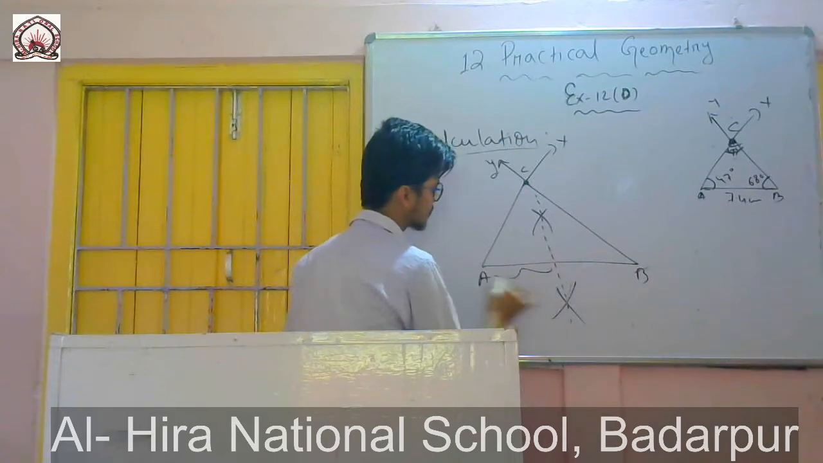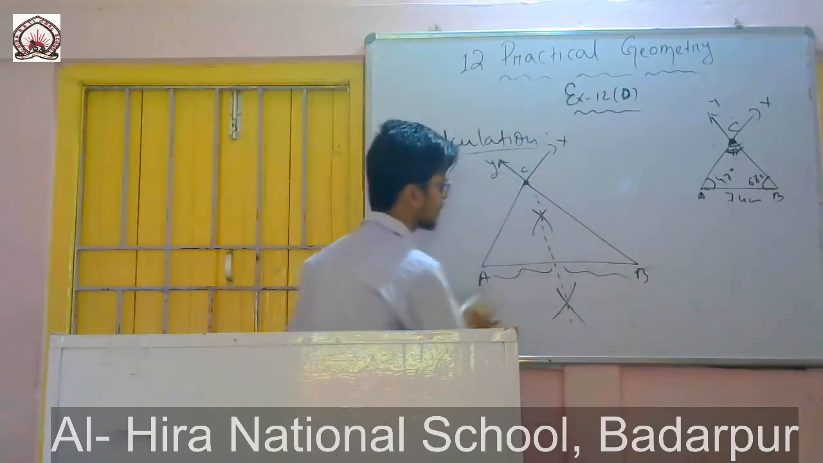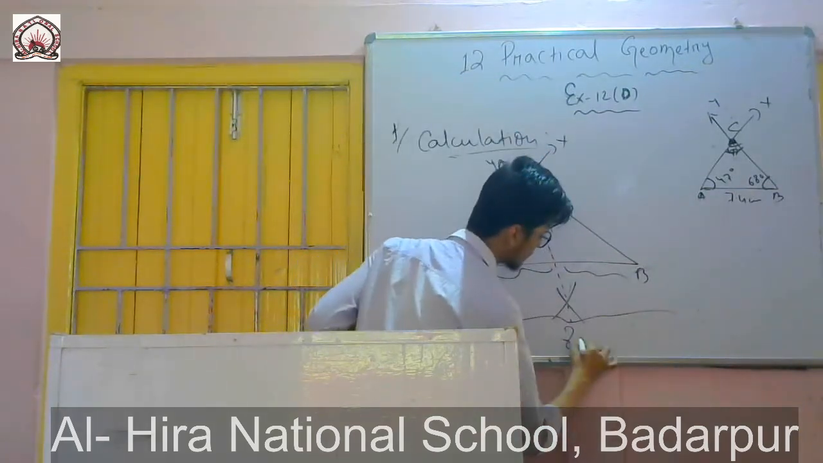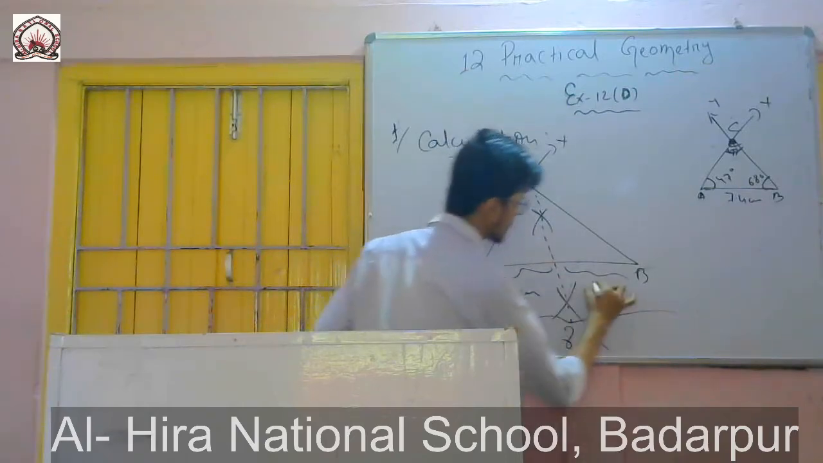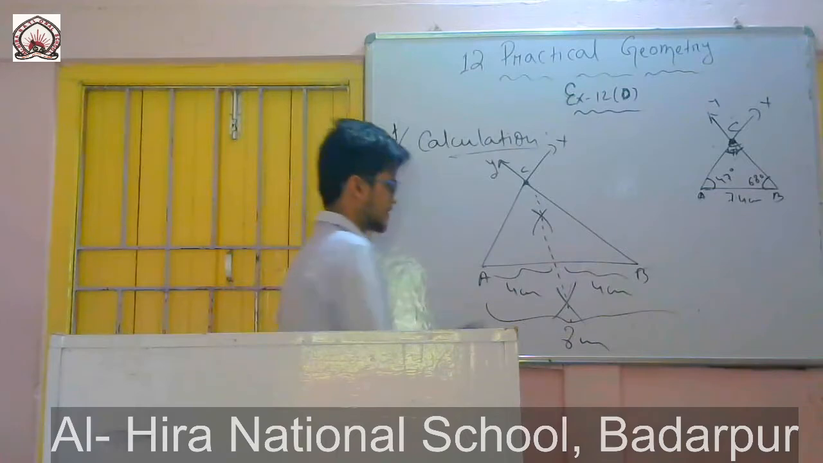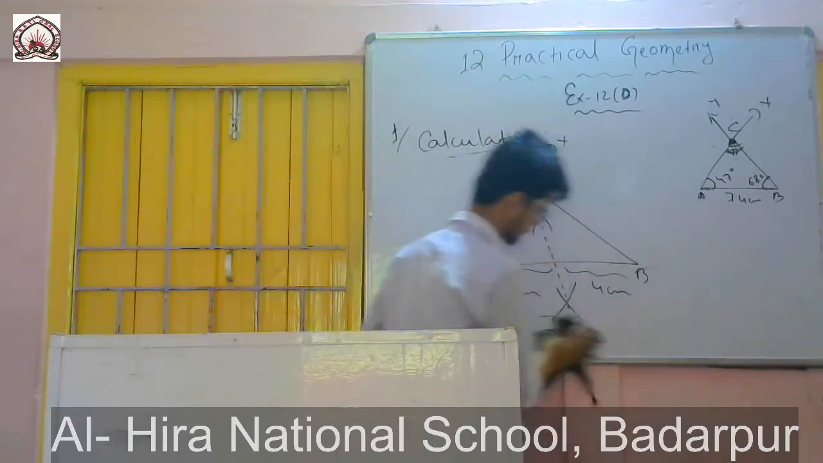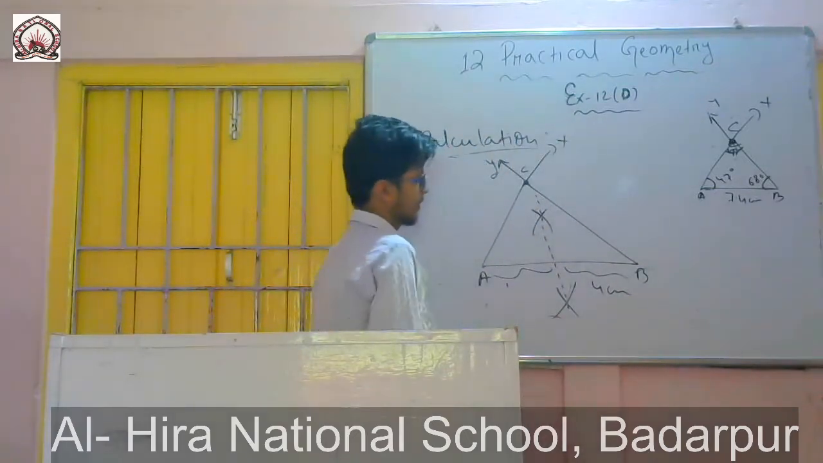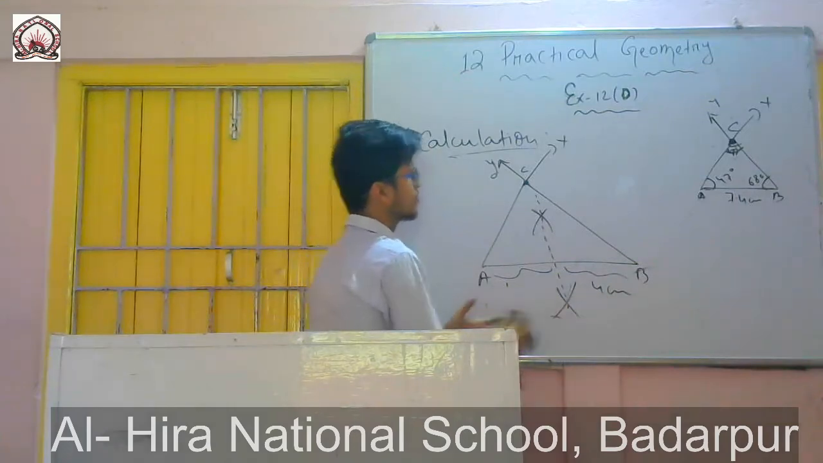If I measure this one and this one, if the whole length of the line is 8 centimeter, then this one will be 4 centimeter, this one will be 4 centimeter. So this is the perpendicular bisector, it bisects the line. Okay. So if it is given on this side, then you draw like this.